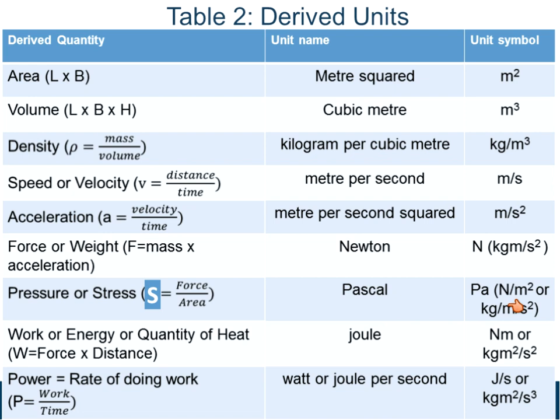The same thing for energy. Energy is measured in joule. But don't forget that our energy can also be described as work, can also be described as quantity of heat, and it's given as force multiplied by distance. When you're talking about work done, it equals force multiplied by distance. And that tells us that it is Newton multiplied by meter.